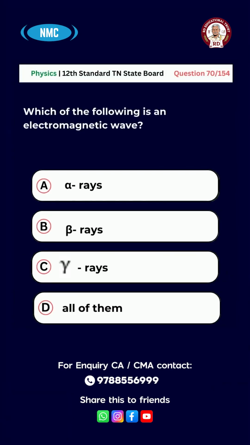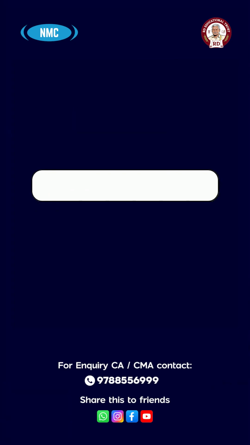Question number 70. Which of the following is an electromagnetic wave? Option A, alpha rays, B, beta rays, C, gamma rays, D, all of them. The right answer is option C, gamma rays.